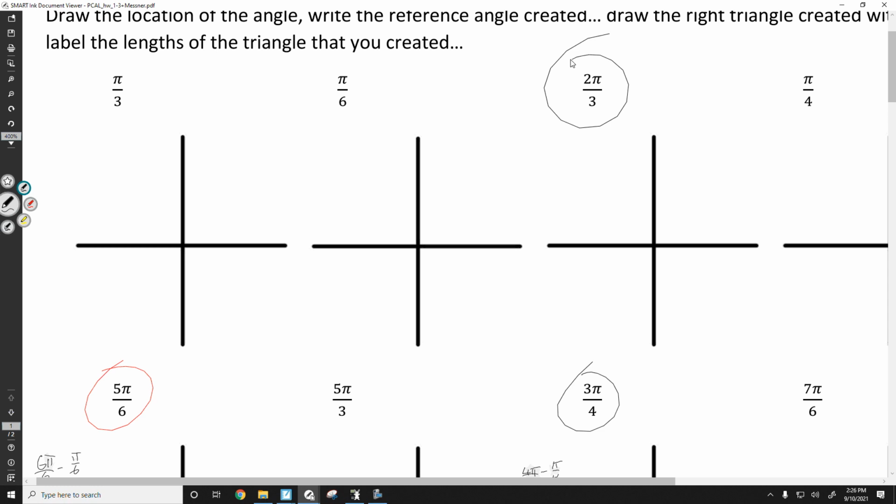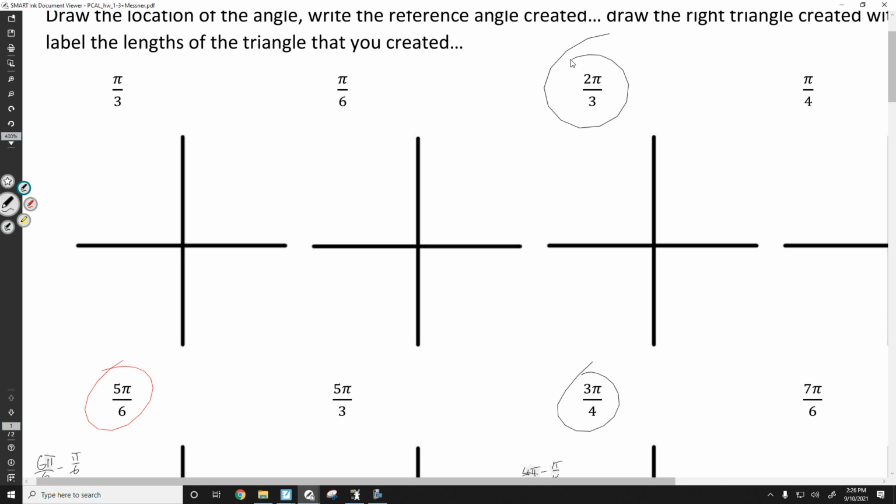Pi over 3 is 60 degrees. You guys told me that. That's another thing that you know, right? You can work it out yourself. 2 pi is 360, divided by 2 is pi. Divide that by 6. 180 divided by 6 is 30. Take 180 or take pi and divide it by 3. 180 divided by 3 is 60. Pi over 3 is 60. So pi over 6, 30. Pi over 3, 60. You have to know that.